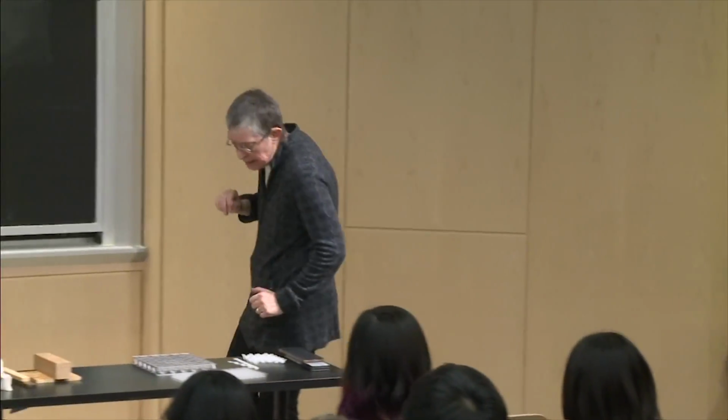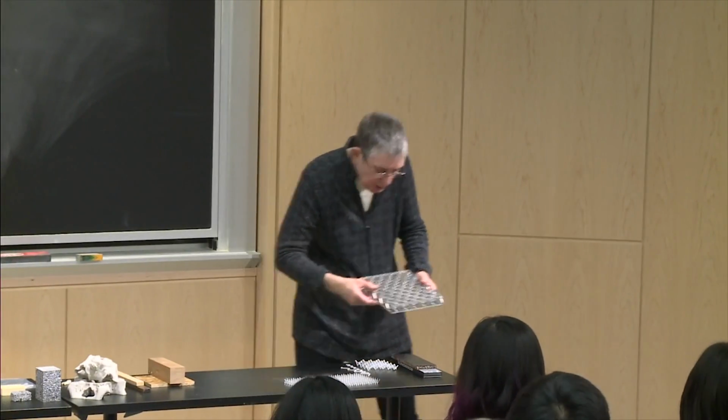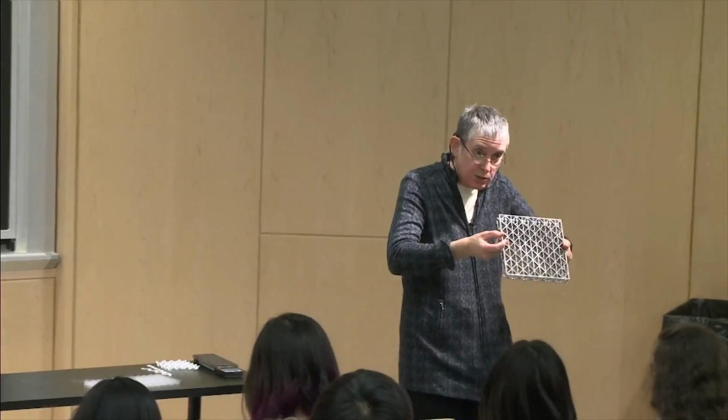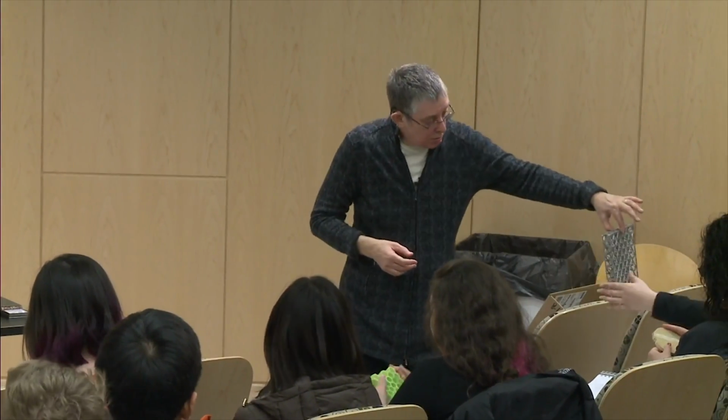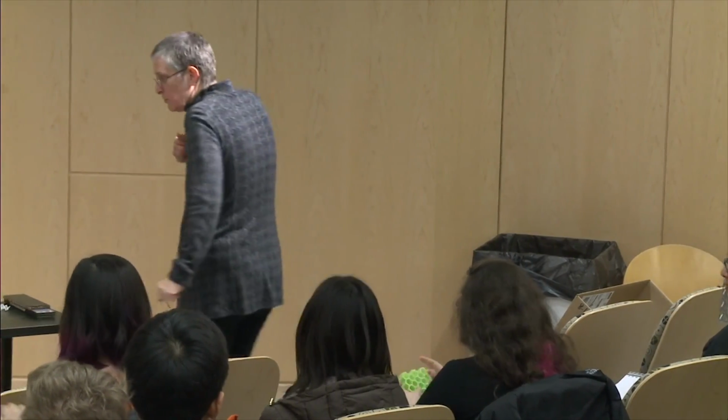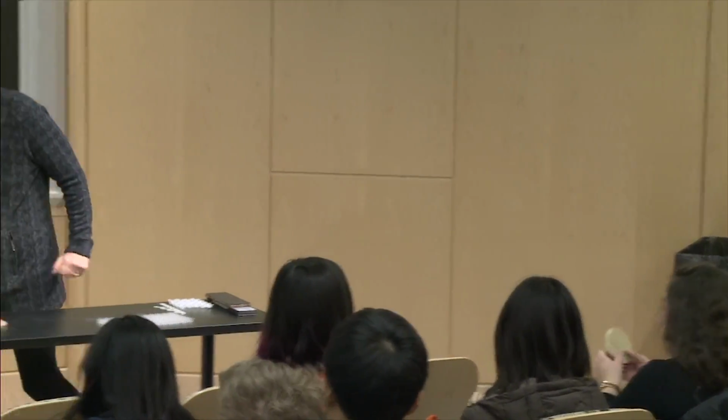We have little lattice things here. So here's a sort of 3D lattice material. So this has sort of a cellular structure, but it's very, very regular. It's not like a foam. So that's called a 3D lattice material, or sometimes a 3D truss. And what else should we pass around?